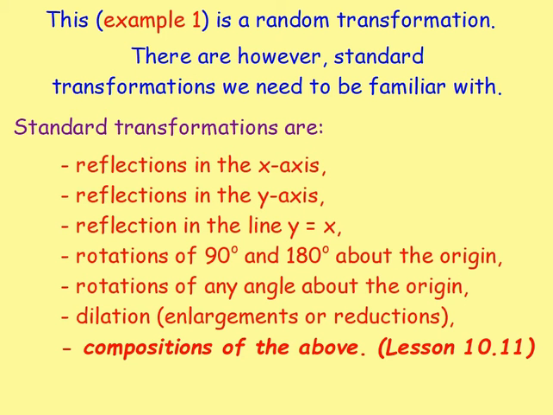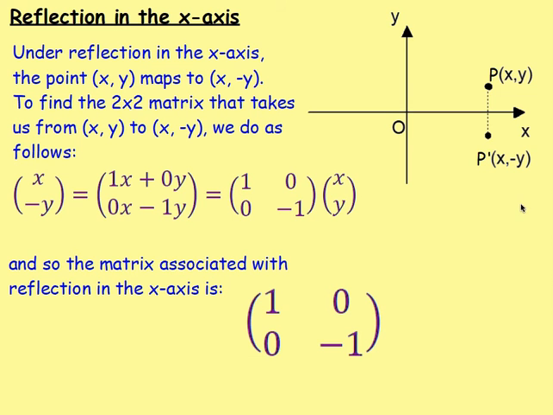That was a random transformation, but there are standard ones that you need to know, and this is them there. So reflections in the x-axis, the y-axis, the line y equals x, rotations of 90 degrees and 180 degrees about the origin, and rotations of any angle about the origin. We also need to look at dilation, which is an enlargement or reduction, or compositions of all of the above, which we looked at in the last lesson. Just remember to work this out.